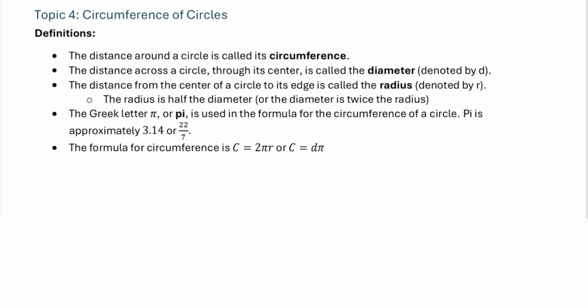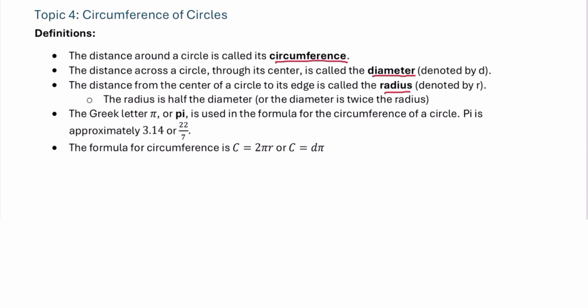The distance around a circle is called its circumference. The distance across a circle through its center is called the diameter, denoted typically with a d. The distance from the center of a circle to its edge is called the radius, denoted by r. The radius is half the diameter, or we could say the diameter is twice the radius.